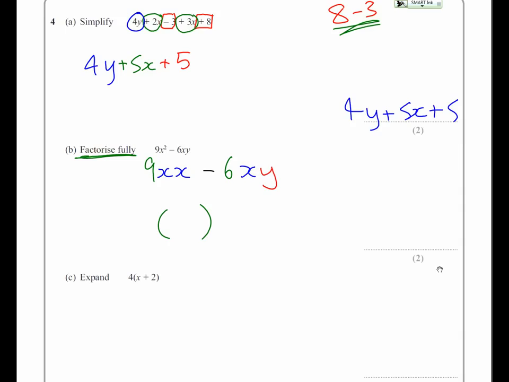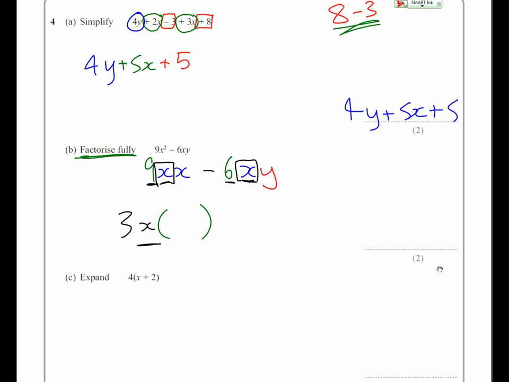Okay, so we need to see what's common in both and take it outside the bracket. So our numbers, we need to think about the times table. What's the biggest times table that's got 9 and 6 in? The answer is 3. Okay. Then you need to look at your letters. You see what you can take out of both. So you can take an x out of both. That's it. There's no other things repeating there.